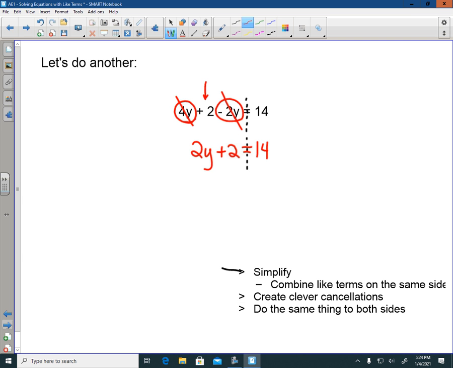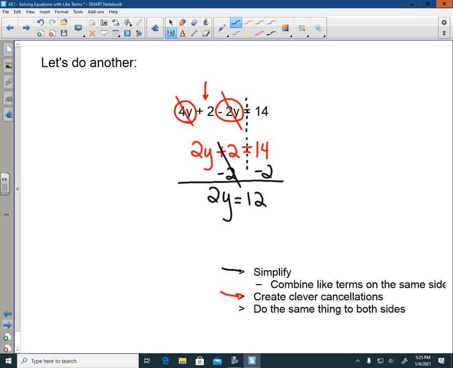So we have simplified. Now, can we simplify some more? Doesn't look like we can because we don't have any more like terms. And so now we're going to start to create clever cancellations. Once you're done simplifying, then you can start solving. So let's see, we want to get rid of that 2 that doesn't have the letter. Remember these kinds of problems where you were concentrating on the side that has the variable, but getting rid of the term that does not have the variable first. To create a clever cancellation here, you're going to subtract 2 from both sides. That creates this cancellation, and you have 2y equals 14 minus 2, or 12.